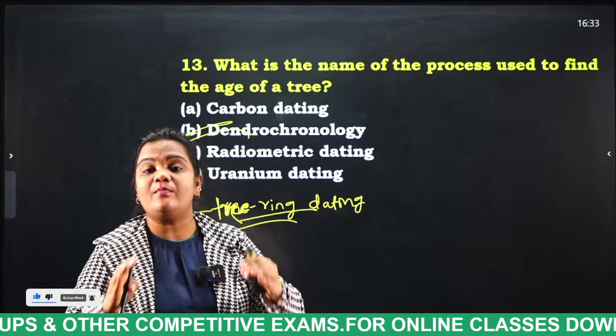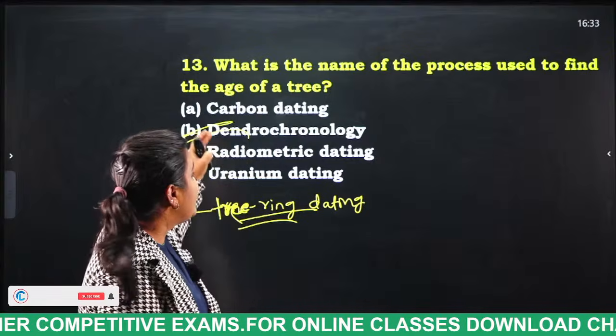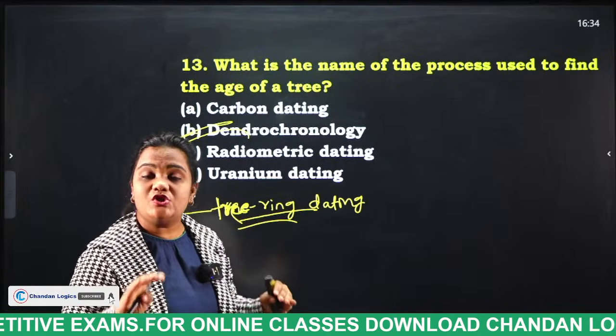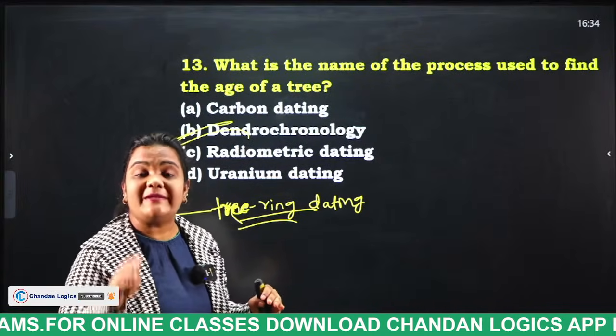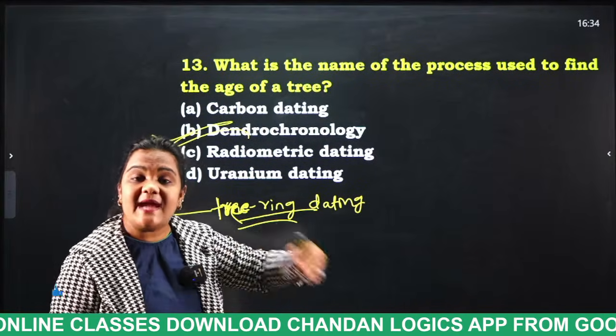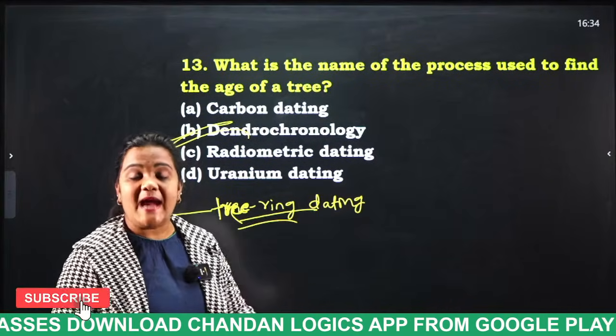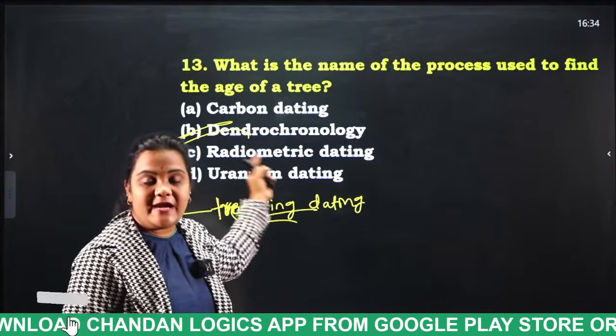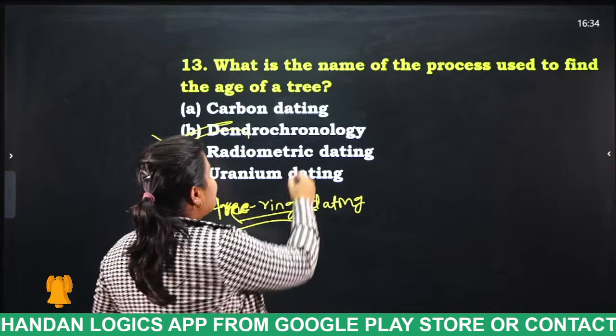So that type of method is known as what, students? Dendrochronology. Based on the number of rings present inside the tree, we can decide the age of that particular tree, and that process is known as what, students? Dendrochronology. And what is carbon dating?